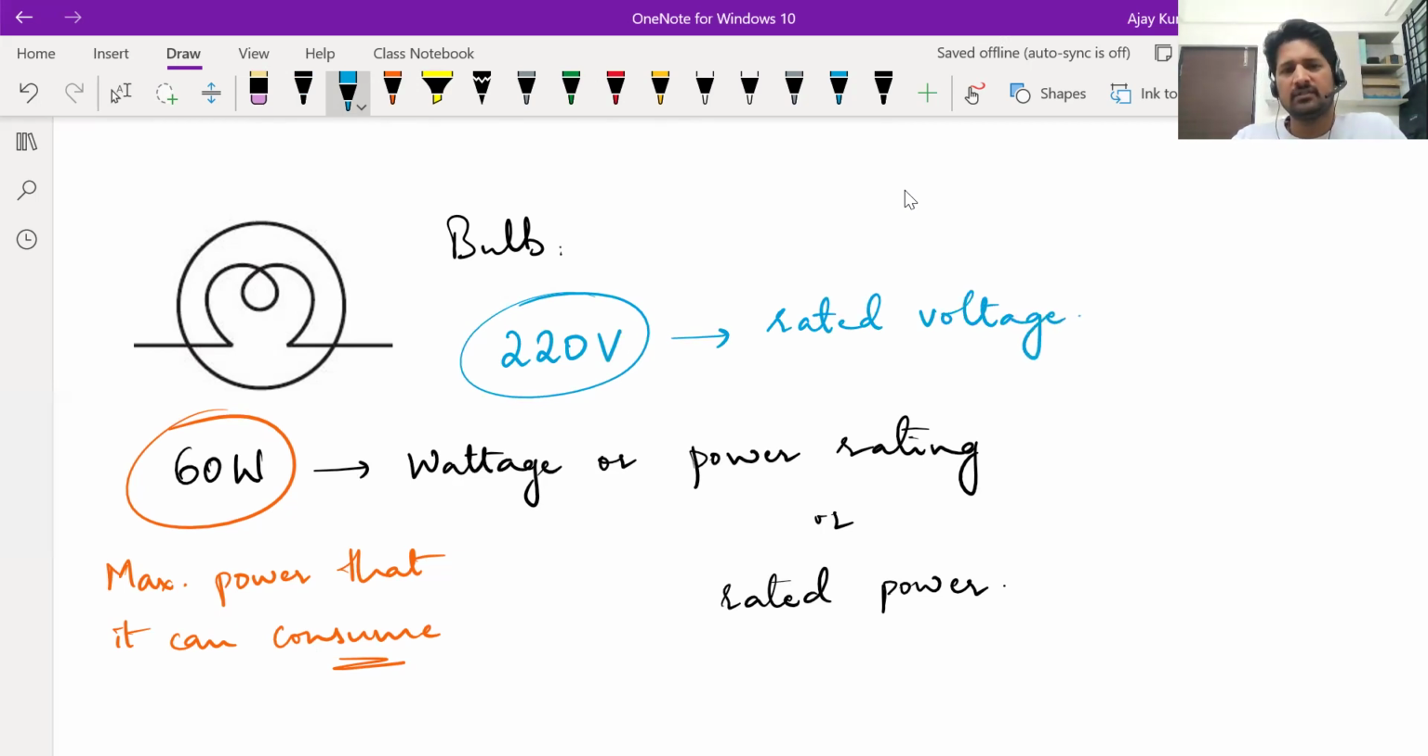Any idea what this means or what this value suggests? The sockets in our homes provide a potential difference of 220. Can you repeat? It was not clear. The power sockets in our homes provide a potential difference of 220. Okay, but on a device it is written 220. What does that mean?